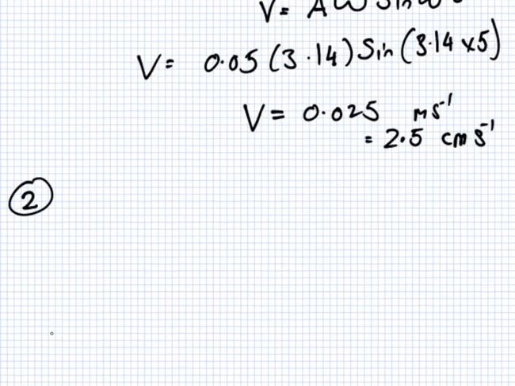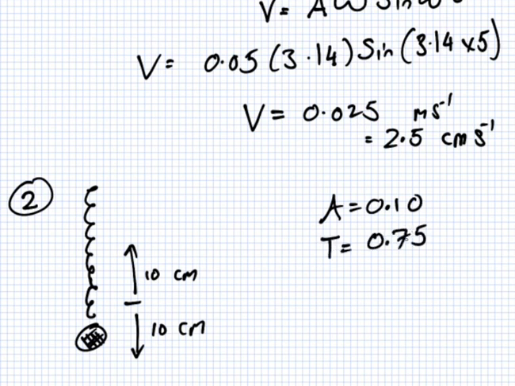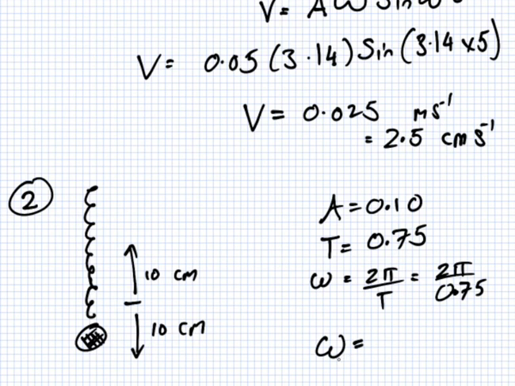Alright, that was question 1. Number 2. A 50-gram mass is put at the end of the spring. The spring's at rest. The guard pulls down the spring a distance of 10 centimeters and releases. So what's happening here is there's a spring. The guard pulls it down a distance of 10 centimeters and it starts to move up and down. So the amplitude is 0.10. The time is 0.75, which means the omega is 2 pi over T, which is 2 pi over 0.75. What's that, please?